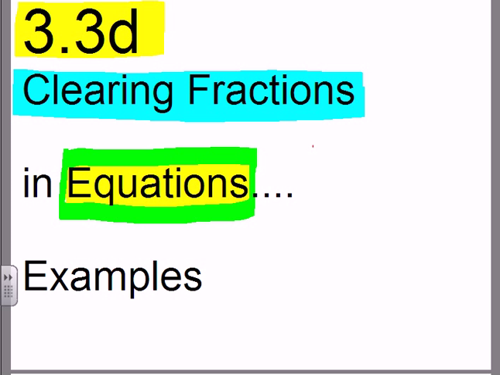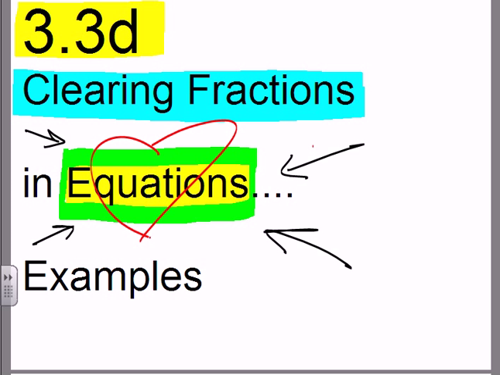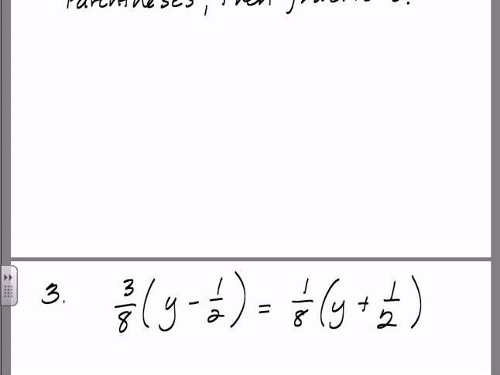Okay, we are getting some practice clearing fractions, and I am trying to emphasize we can only do this for equations. So if we don't have an equation, we have to deal with the fractions. Okay, so we love equations. Let's put a heart around equations. We love those equations. So let's take a look at a first example.